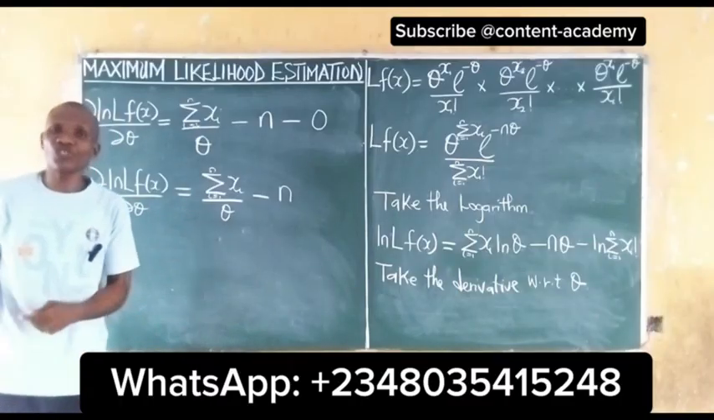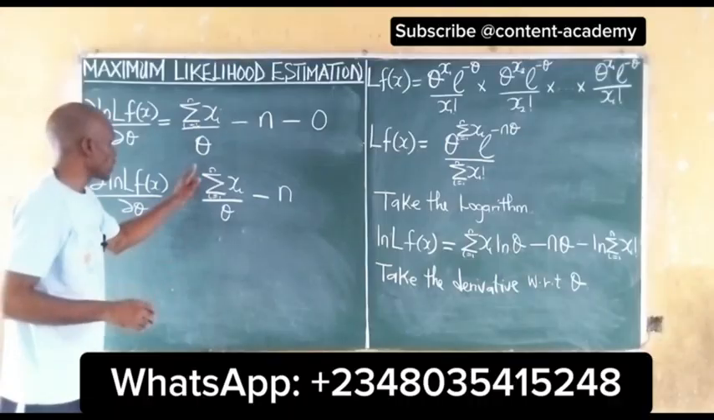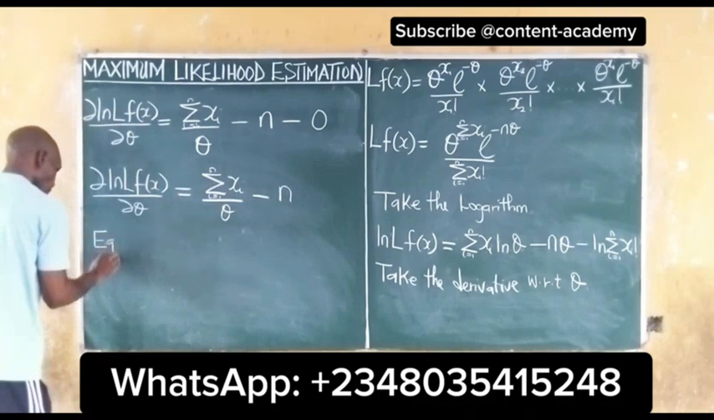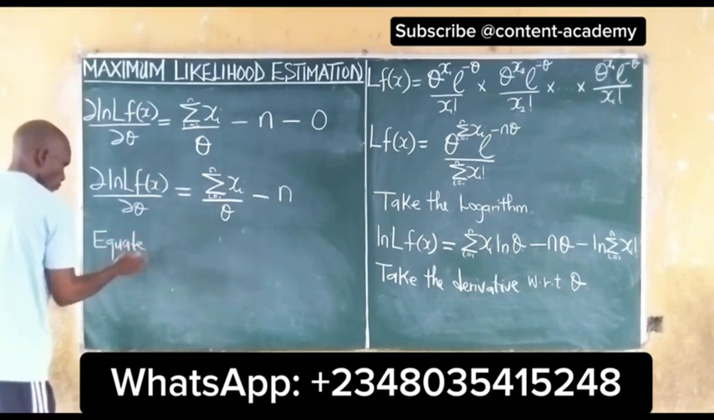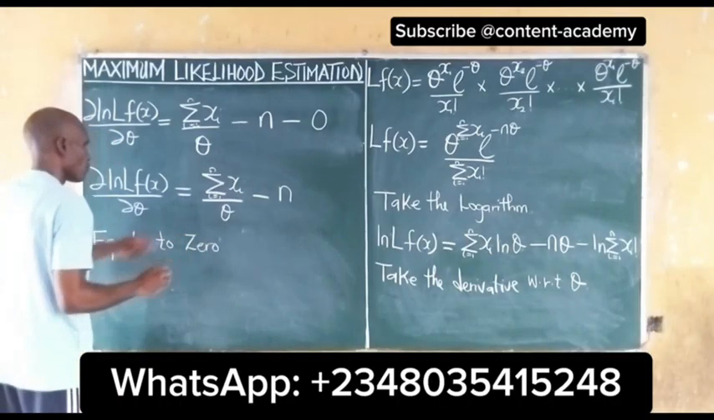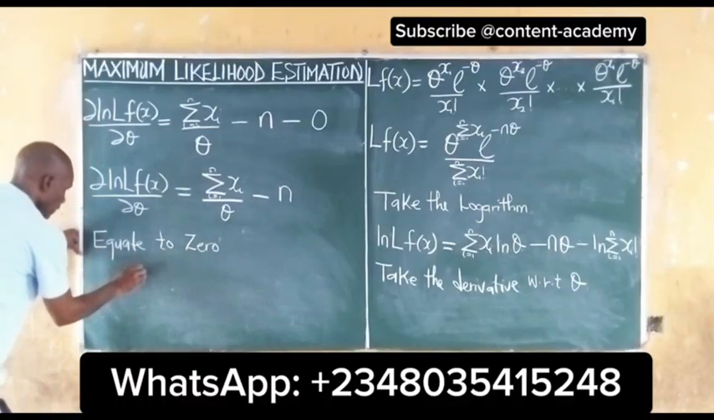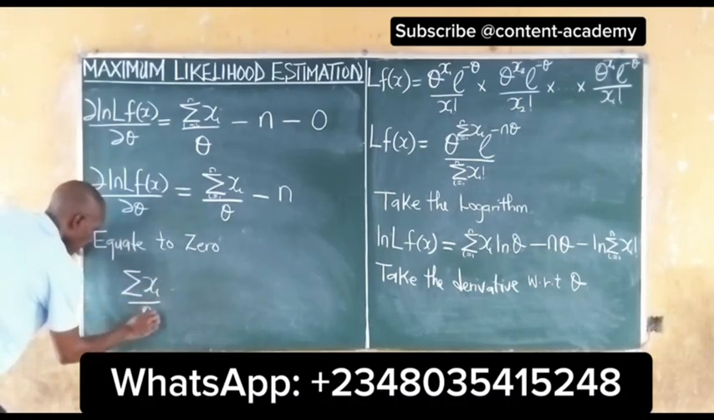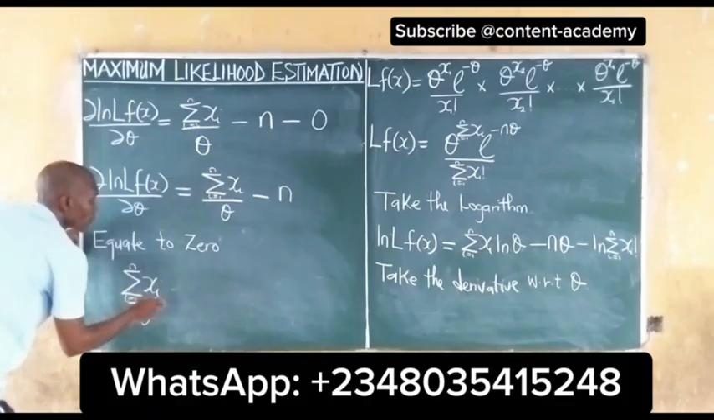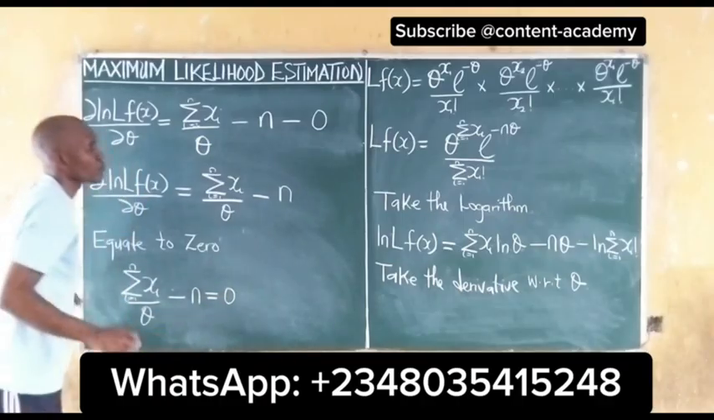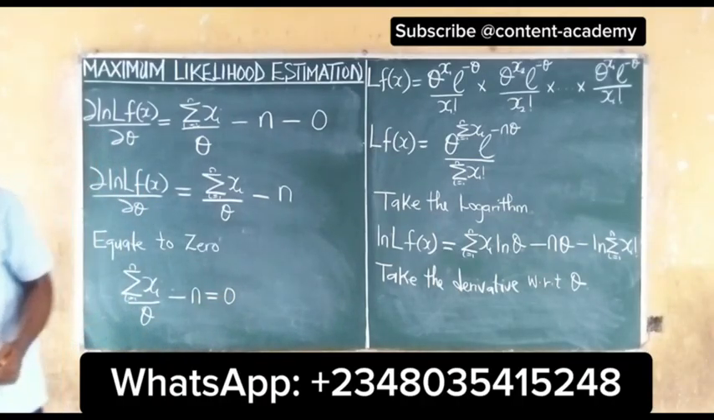Now, the next thing to do is to equate the whole of this to 0. So we say equate to 0. For us to equate this to 0, we can write it as summation of xi all over theta, i running from 1 to n, minus n is equal to 0. So that is it.